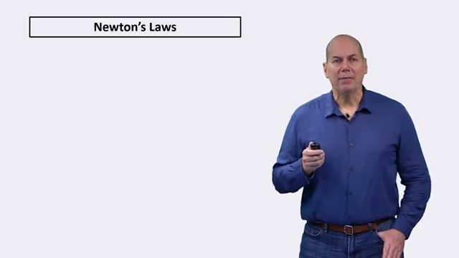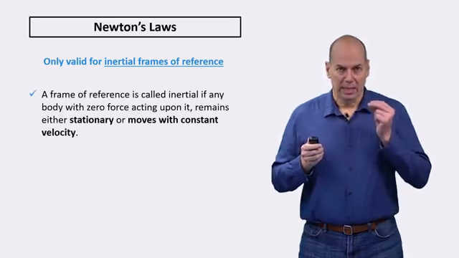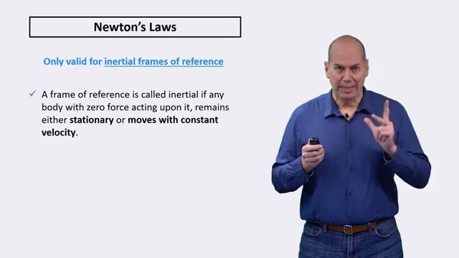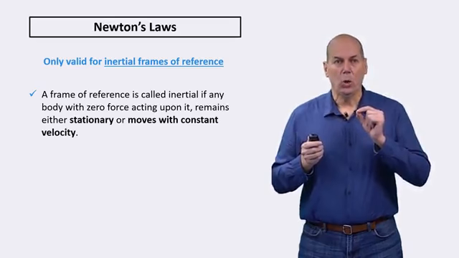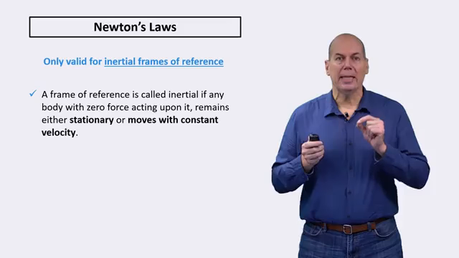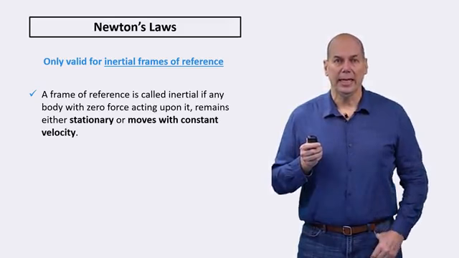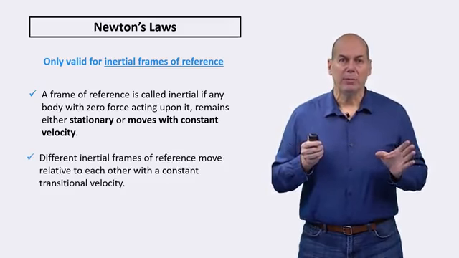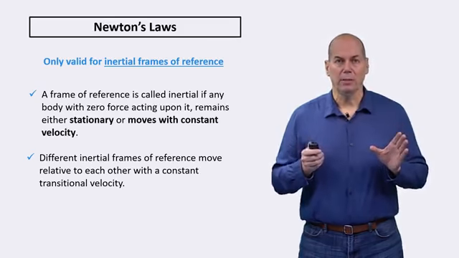Classical mechanics is governed by Newton's laws. Newton's laws are valid only when we consider what we call an inertial frame of reference. That means when we study the object from a reference system such that when on a particle there is no resultant force acting, that particle remains either stationary or moves with a constant velocity on a straight line. Different inertial frames of reference move relative to each other with a constant translational velocity.